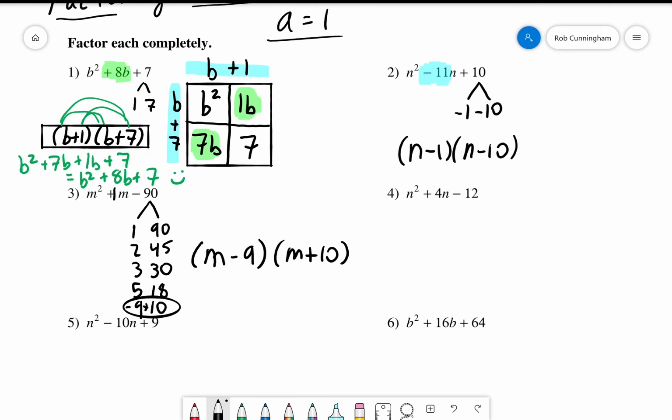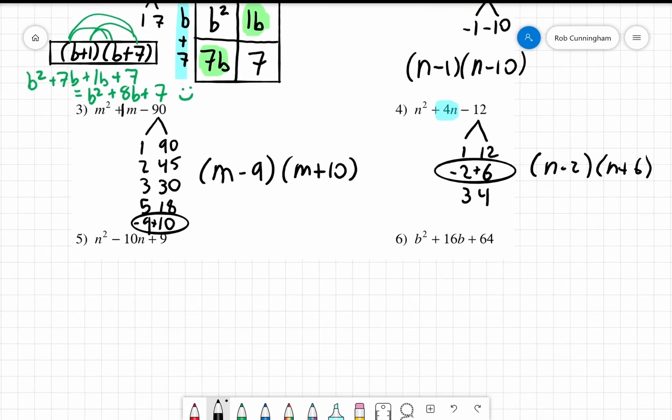Moving on. Number 4. We need 2 numbers that multiply to make negative 12 and add to make positive 4. Okay, well 12 is 1 times 12. It's also 2 times 6. It's also 3 times 4. We need one of these numbers to be positive and one of them to be negative to make negative 12. So I think that if we make positive 6 and negative 2 our 2 numbers, we do indeed add up to positive 4. So our final answer is n minus 2 times n plus 6.